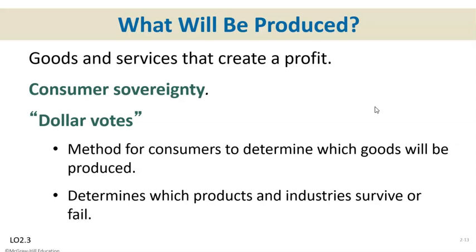This is actually the definition of consumer sovereignty. It means that consumers determine what goods and services are produced, and they do that by using their dollar votes. So dollar votes just mean that we vote for goods by choosing what we spend our money on. So if we buy that good, then we're voting for that good to continue to be produced. If we walk past the good and we don't buy it, then we are voting against that good. This way, businesses keep producing what we purchase.